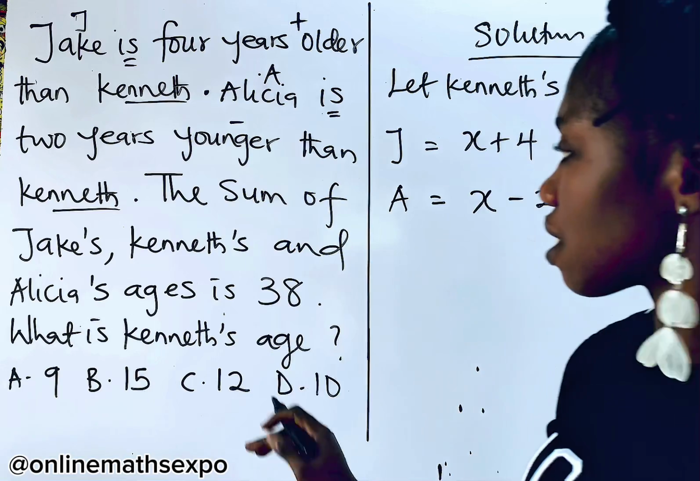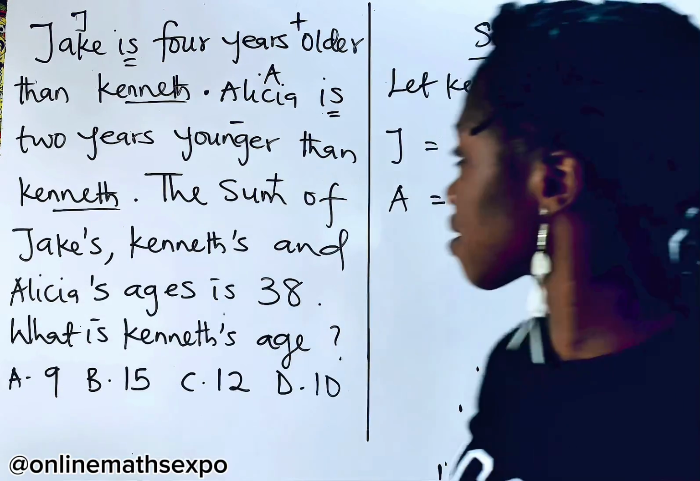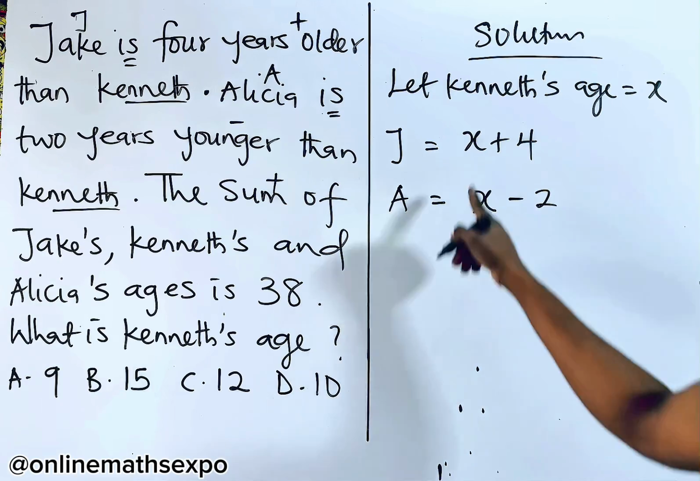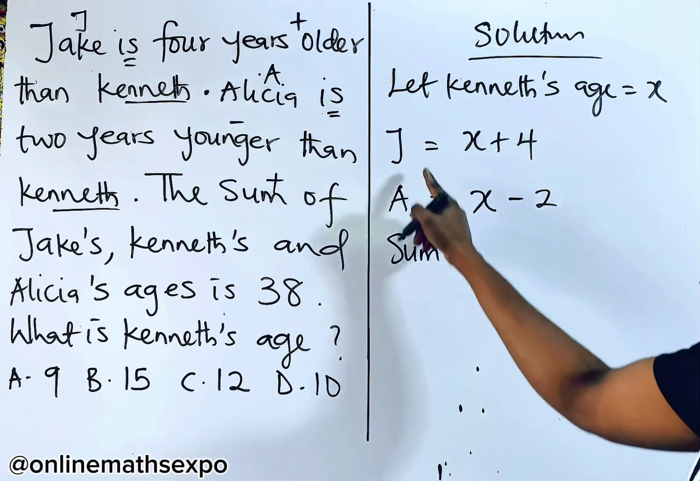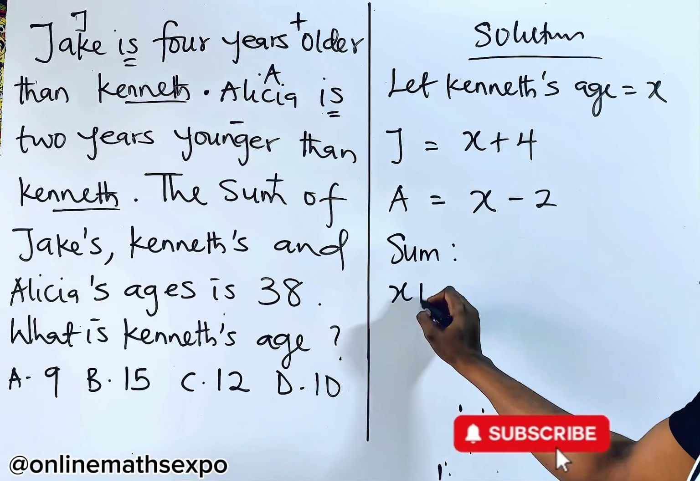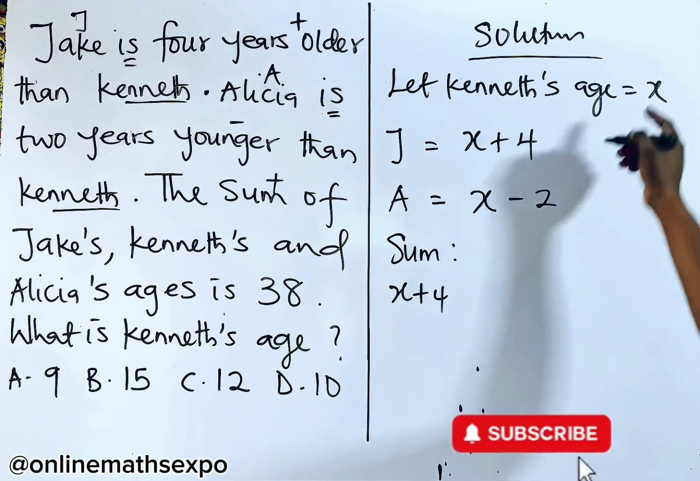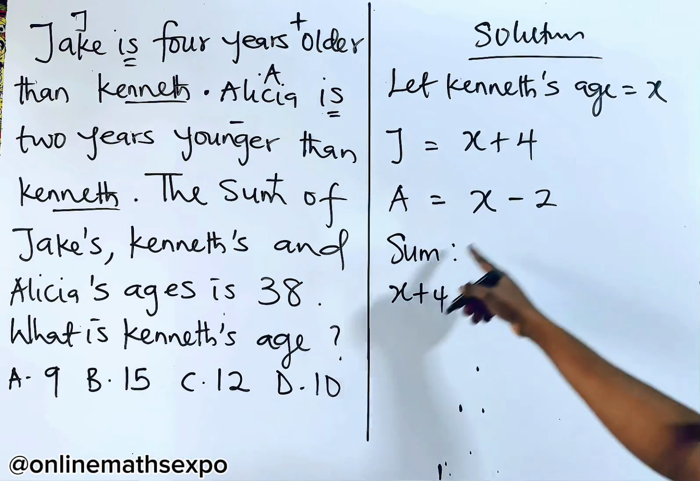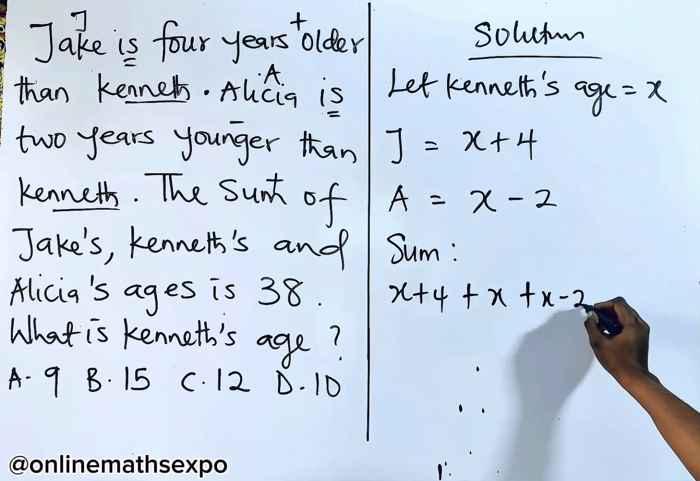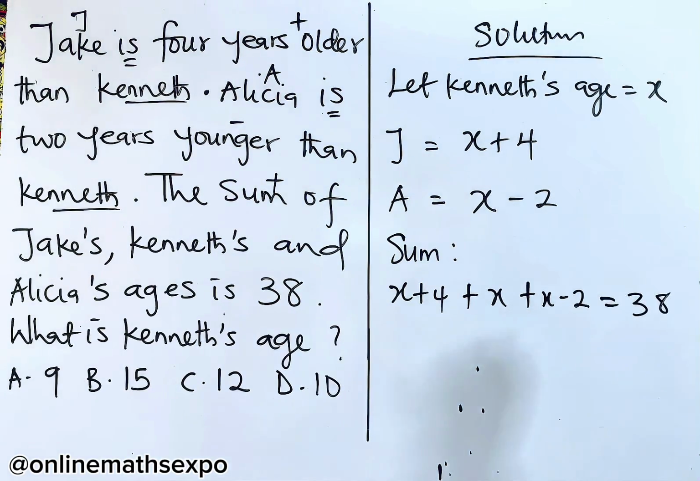Then the next statement says the sum. Sum means to add. So add Jack's age, which is X plus 4, Kenneth's age, which is X, and Alicia's age, which is X minus 2, and it equals 38. You see how easy it is? You have done your work.